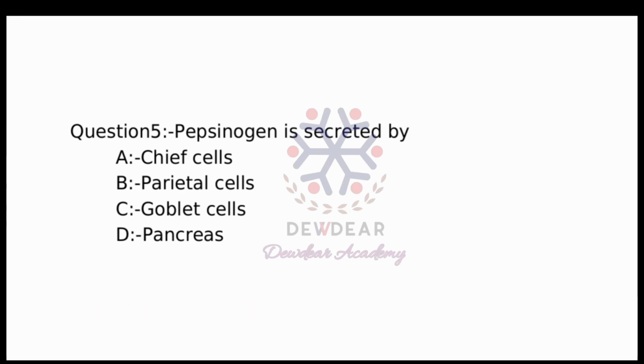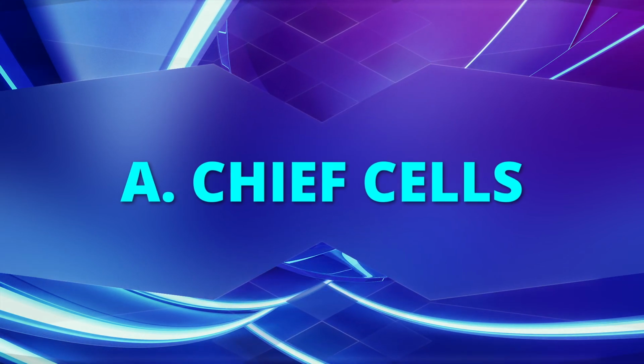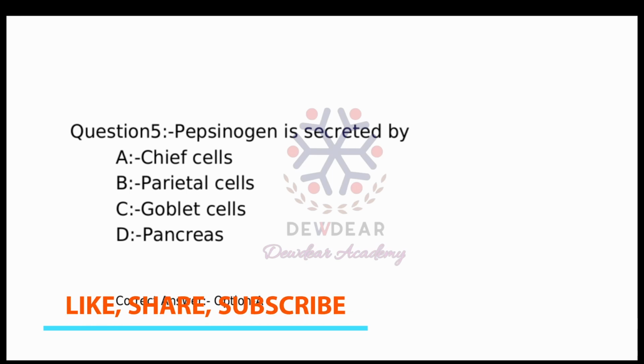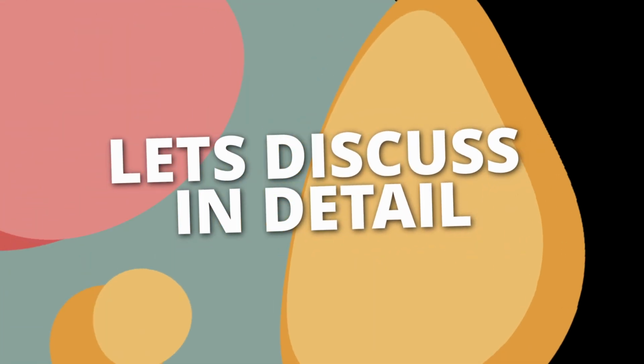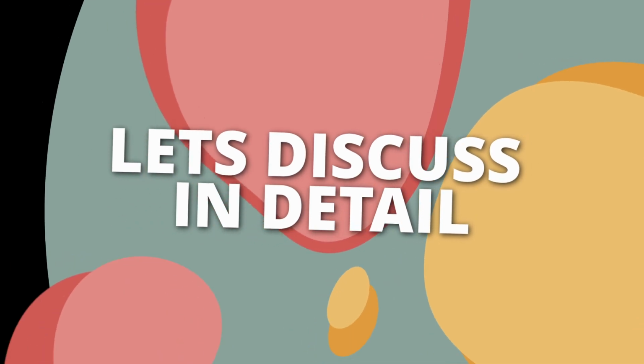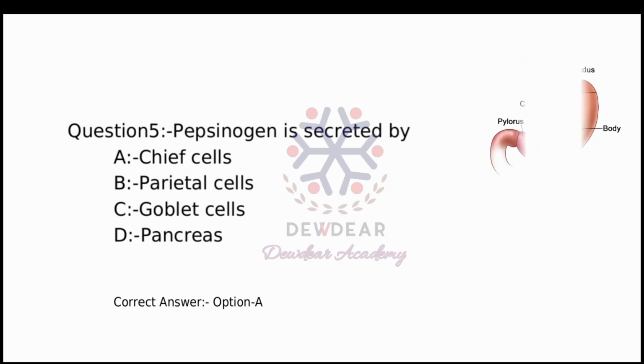Options are given here: chief cells, parietal cells, goblet cells and pancreas. Pepsinogen is secreted by. So here the correct answer is option A, that is chief cells. Pepsinogen is an inactive precursor of pepsin and it is secreted by chief cells in the stomach lining. So here is a quick summary of the different types of cells in the stomach and their functions.